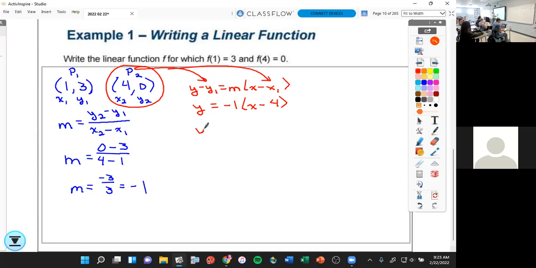Distribute the -1, we get y equals -x plus 4. Okay.